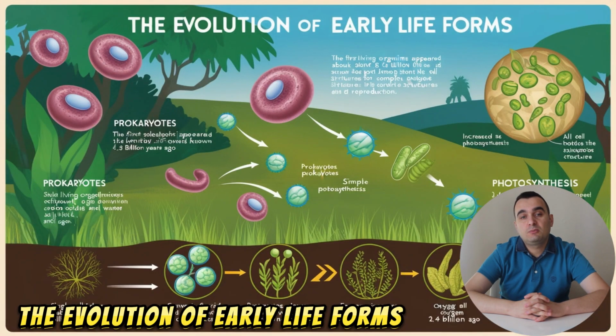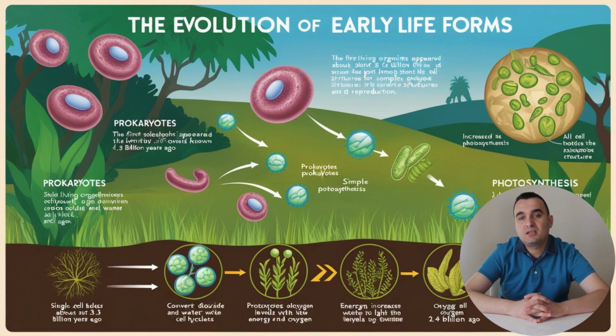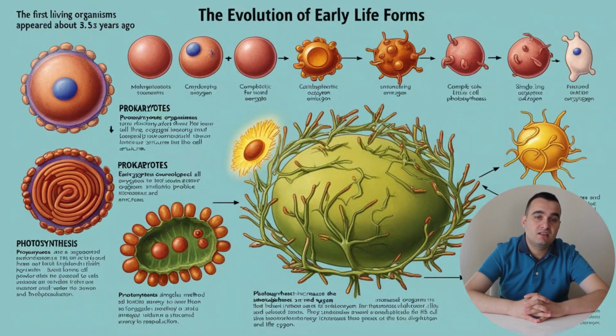The evolution of early life forms. The first living organisms appeared about 3.5 billion years ago, known as prokaryotes. Prokaryotes are single-celled organisms with simple cell structures, lacking complex structures like a nucleus. However, they have all the building blocks necessary for survival and reproduction.